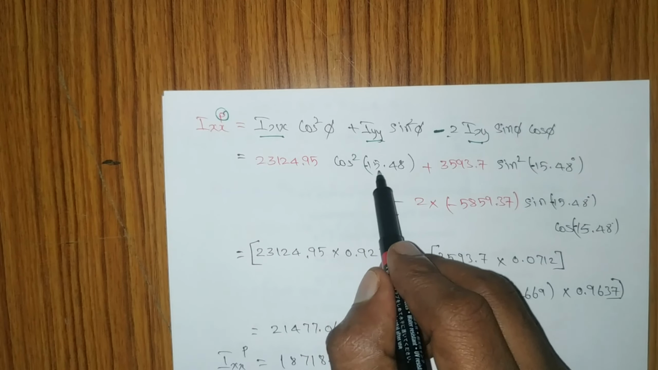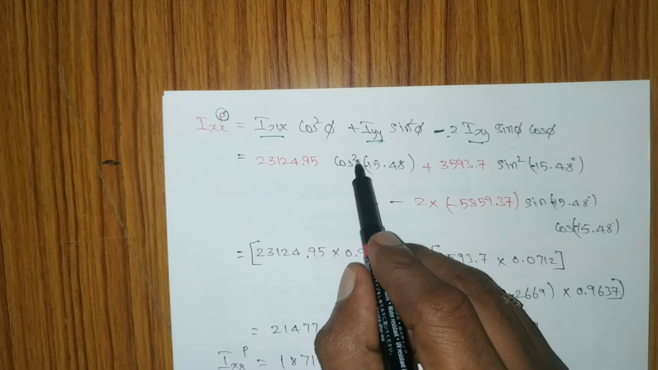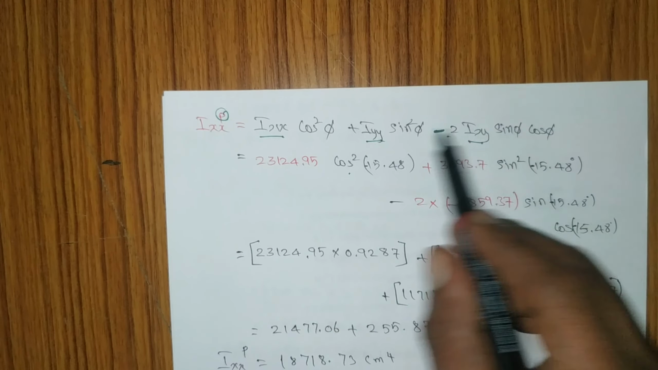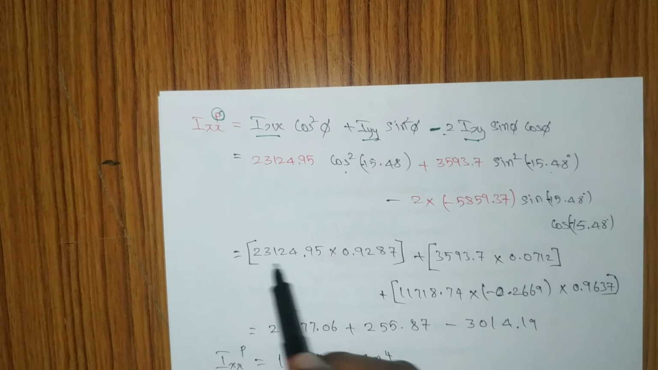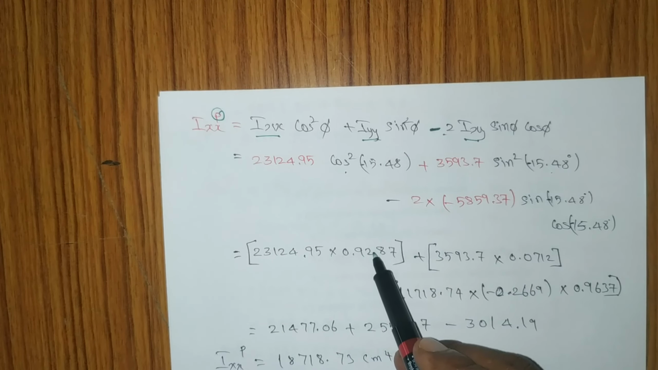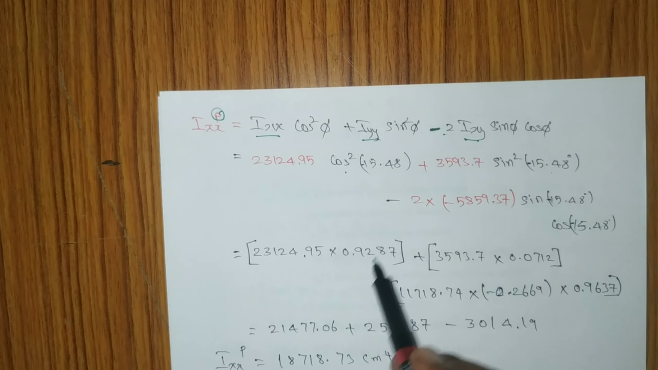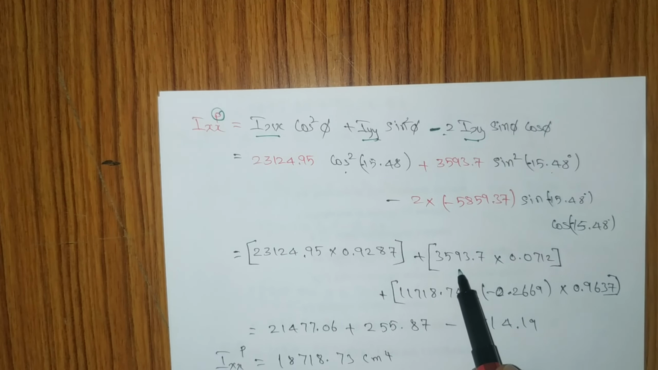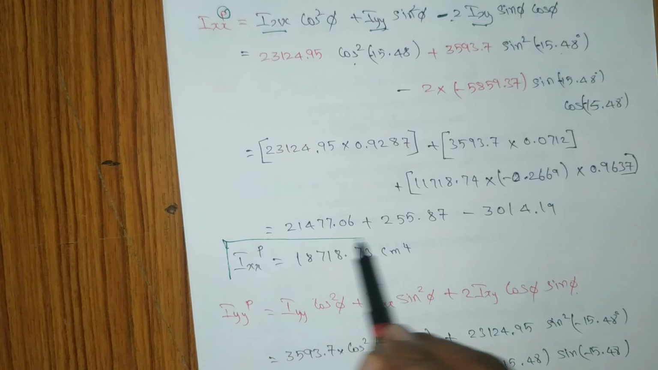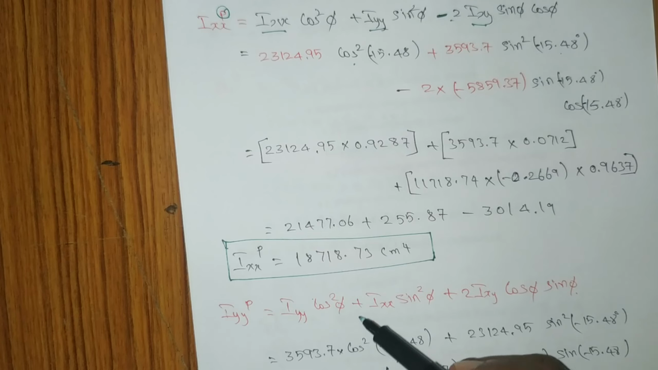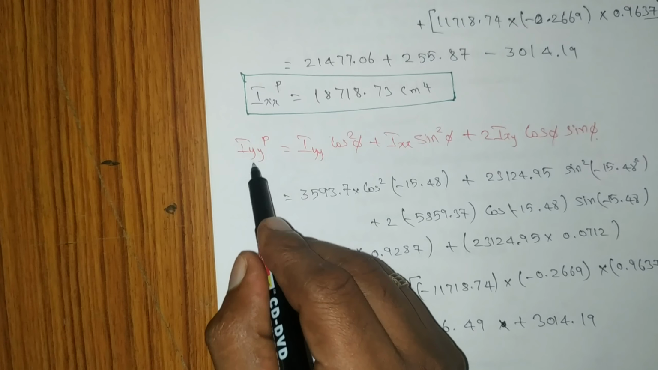So this is cos²φ, cos φ with the whole square, so cos² of minus 15.48, and similarly sin²φ and sinφ cosφ. If you square this value, we are getting 23124.95 into this cos² value. We have this Ixy formula in terms of 2 times the value, and we are getting this entire Ixx principal axis as 18718.73 centimeter power 4. Right? So similarly we need to find out the Iyy principal axis.